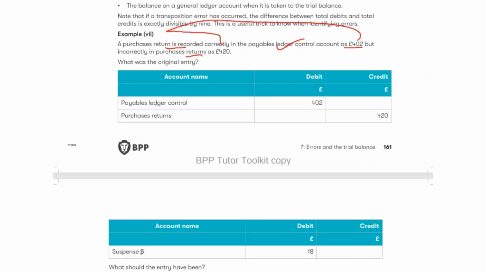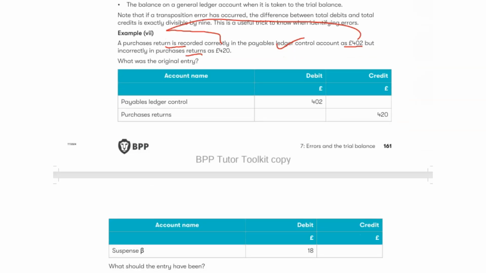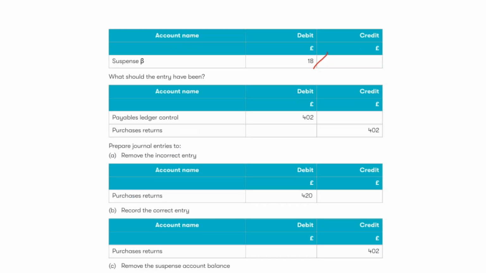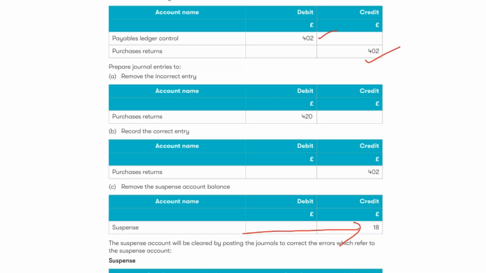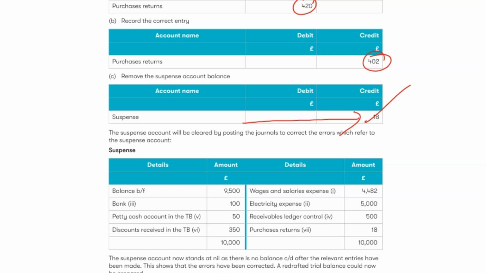Extra mile they have done for you. Like what did you do? Payables ledger control debit, fine. Purchase return 420, no good. It should have been 402. So 18 suspense. Payables ledger control should have been 402, and the purchase return should have been 402 as well. So how do you make it correct? Get rid of the 420, put back 402, and you will have a suspense of 18. Or you can straight away take the difference amount and put it down.